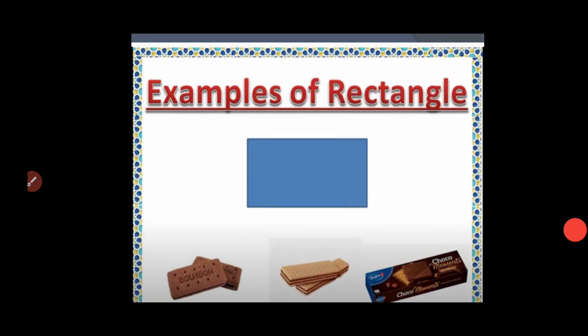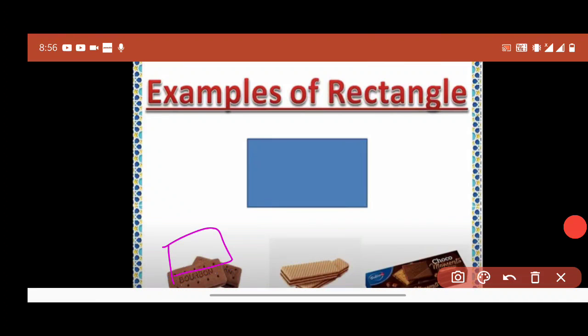Some examples of rectangle: a biscuit, a bourbon biscuit, these waffles, a box of a chocolate. These are all examples of the shape of rectangle.